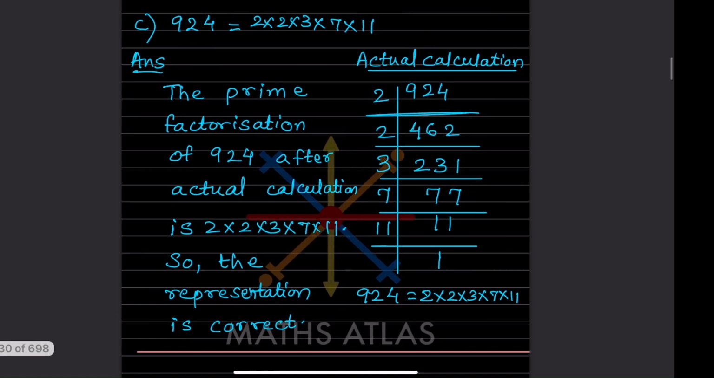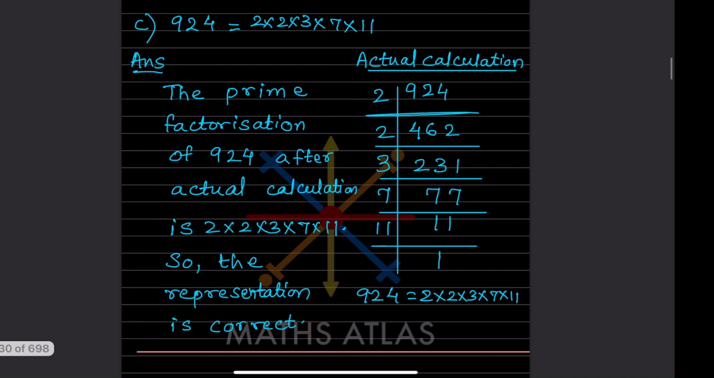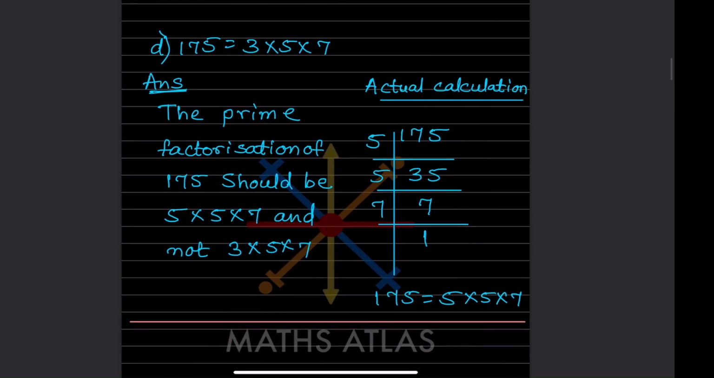Again here, you can check and see. So what do we get? 2, 2, 3, 7 and 11. So this is the same, 2, 2, 3, 7 and 11. So both are the same, so the representation is correct. Same, now look here. You got 5, 5, 7 and here this is 3, 5, 7. So that is not correct.